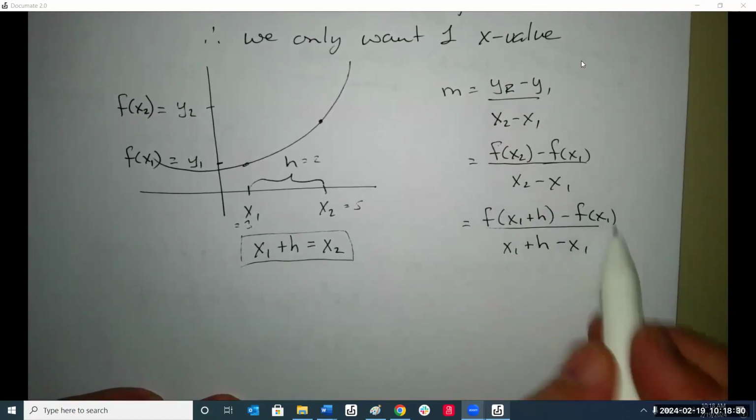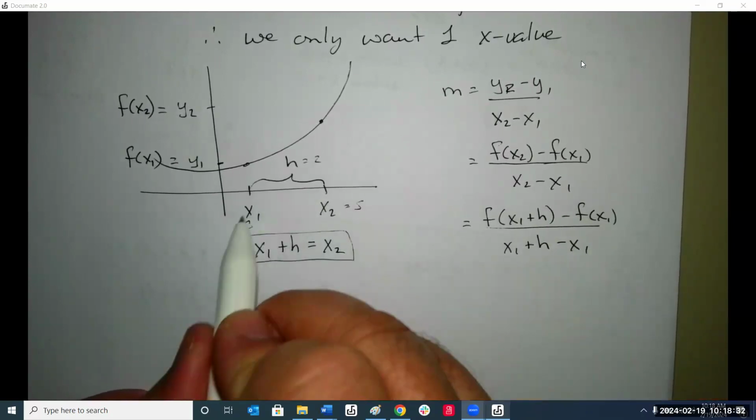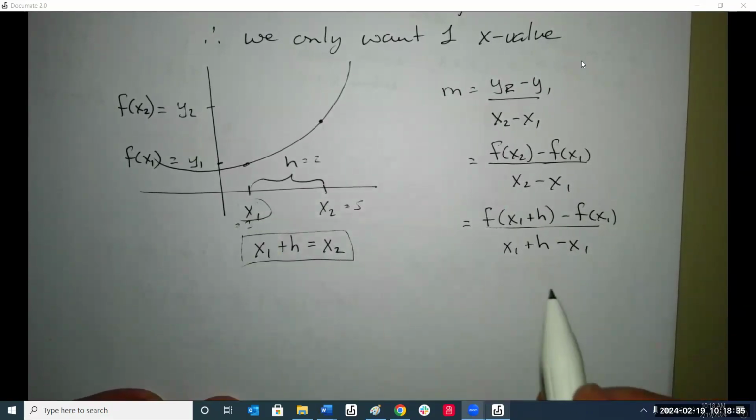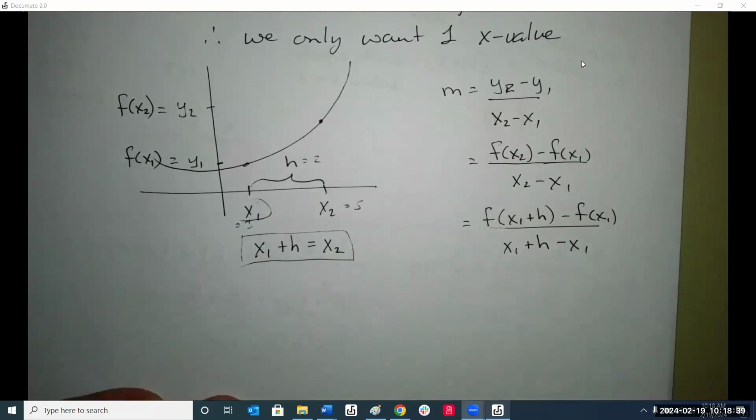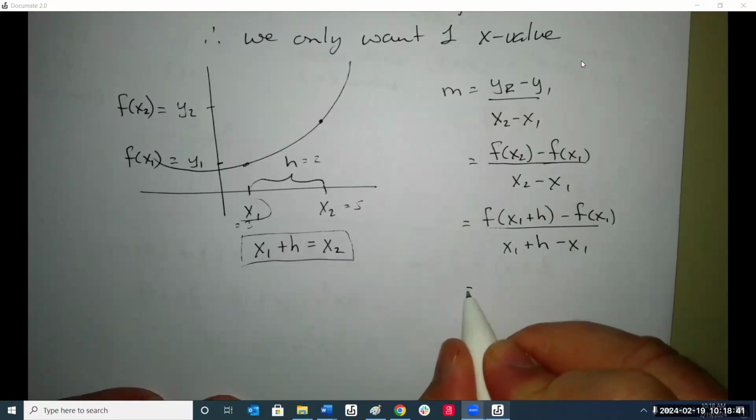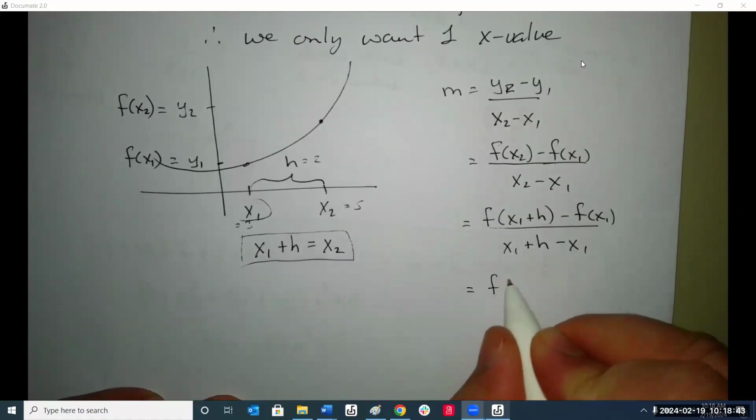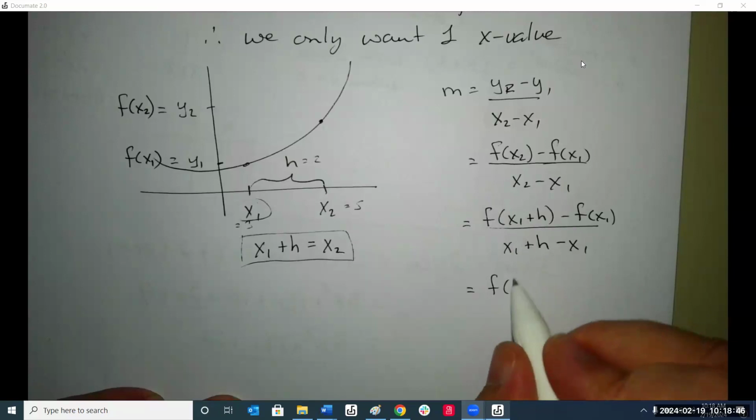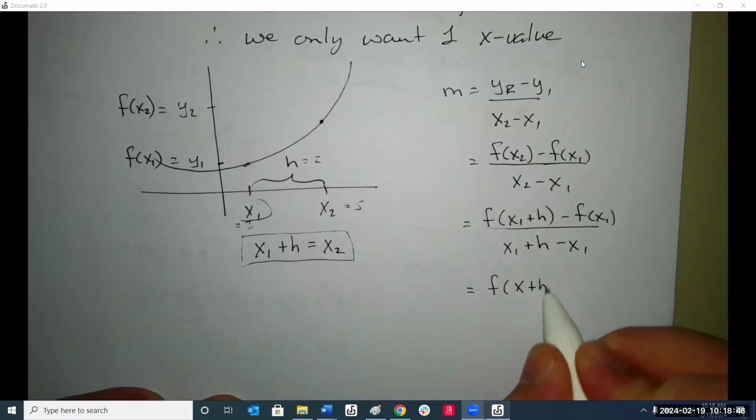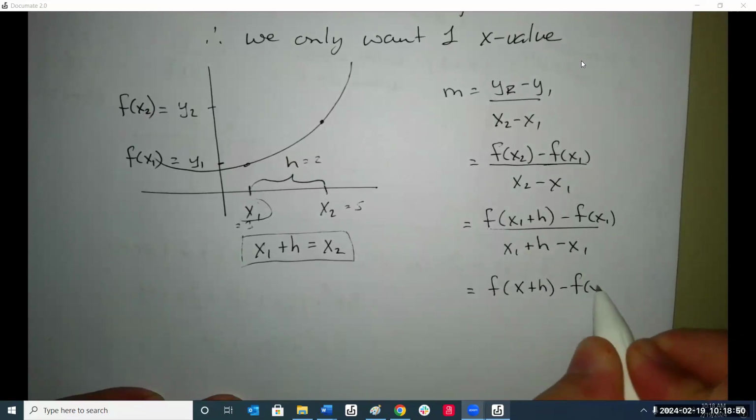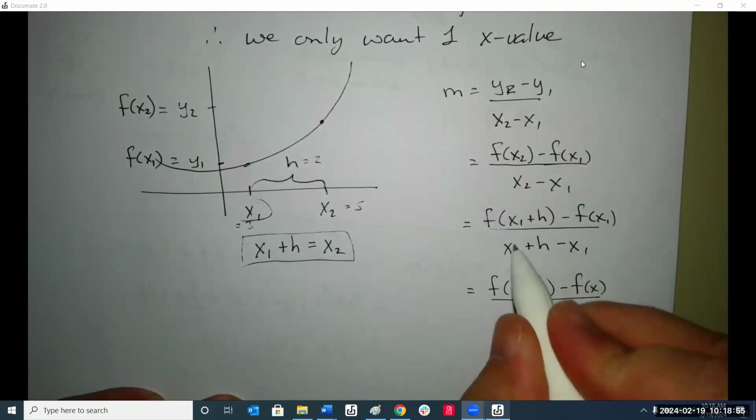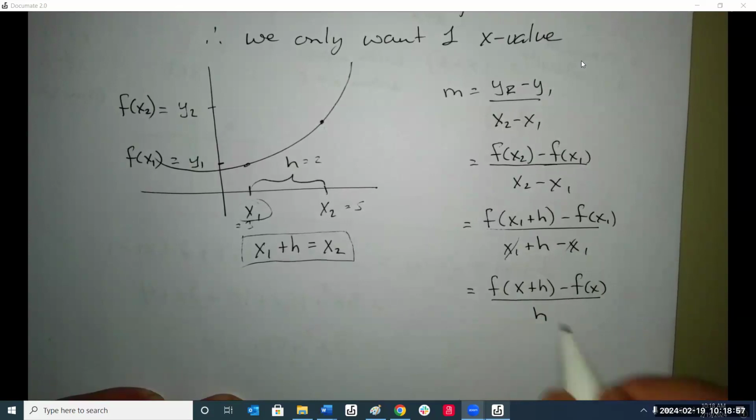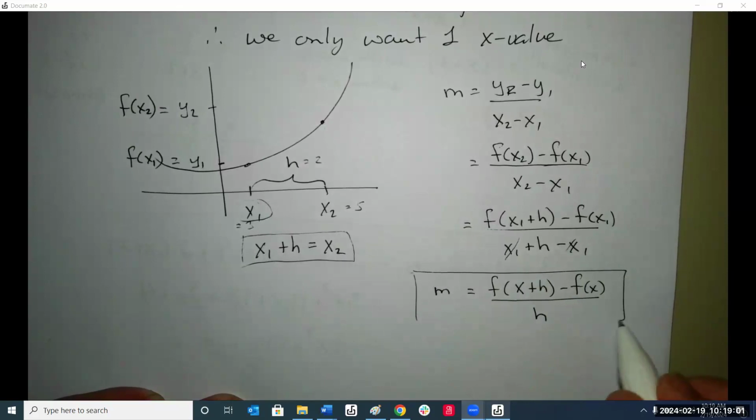So you notice, since we have only one x value in there, we don't have to put the subscript anymore. We have whatever x value we pick. So we have f of x plus h minus f of x. Let's fix the bottom. x1 minus x1, they cancel, so we just have h. And that is the difference quotient.